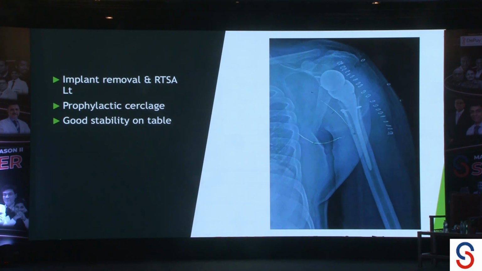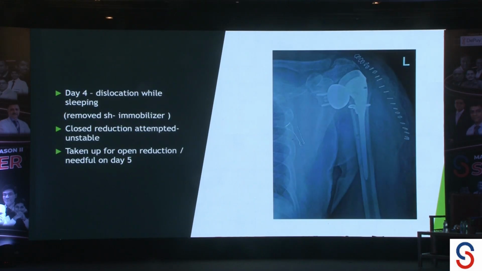We used the prophylactic cerclage at the proximal humerus, and we found good stability on table, and post-op rehab was started. But on day 4, the patient dislocated. On asking, he revealed that he removed his shoulder immobilizer in the night, and we are just assuming he probably didn't keep the limb in proper position, and somehow it got dislocated.